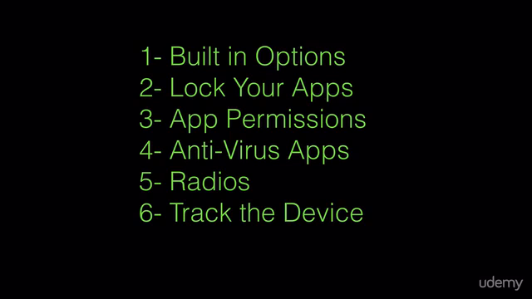Antivirus applications, we talked a little bit about that earlier. We're going to highlight one that we talked about in the main course, which is Avast. There are many out there. We'll also cover radios and the importance of turning those off at times, and tracking your device in case you ever lose it or it's stolen. If you want more detail on tracking your device and antivirus, we talked about that in the main course. So with that, we're going to jump right into the demo, show you a simulated device, and talk a little bit about these options.